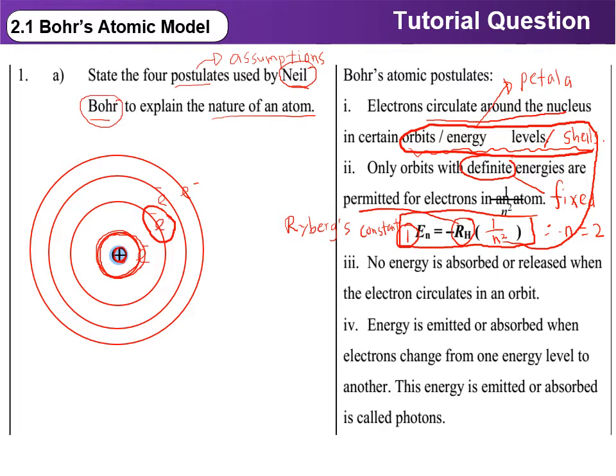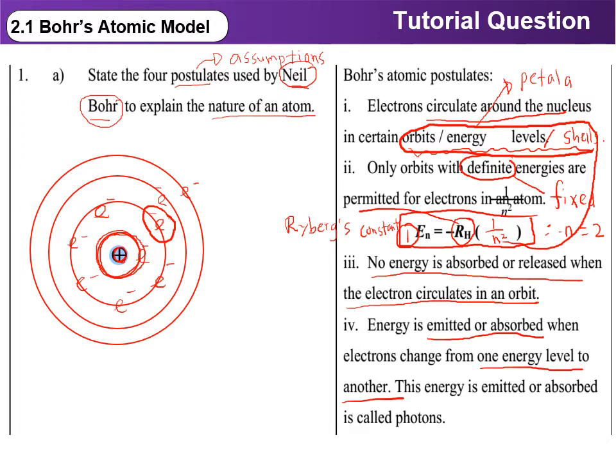Okay, third postulate: no energy is absorbed or released when the electron circulates in an orbit. Let's say the electron is moving to here. As long as the electron is at the second shell, no matter whether it is at the top, at the left side, at the bottom, or at the right side, the energy is still the same as long as they are in the same energy level. Next, the last postulate: energy will only be emitted or absorbed when the electron changes from one energy level to another.